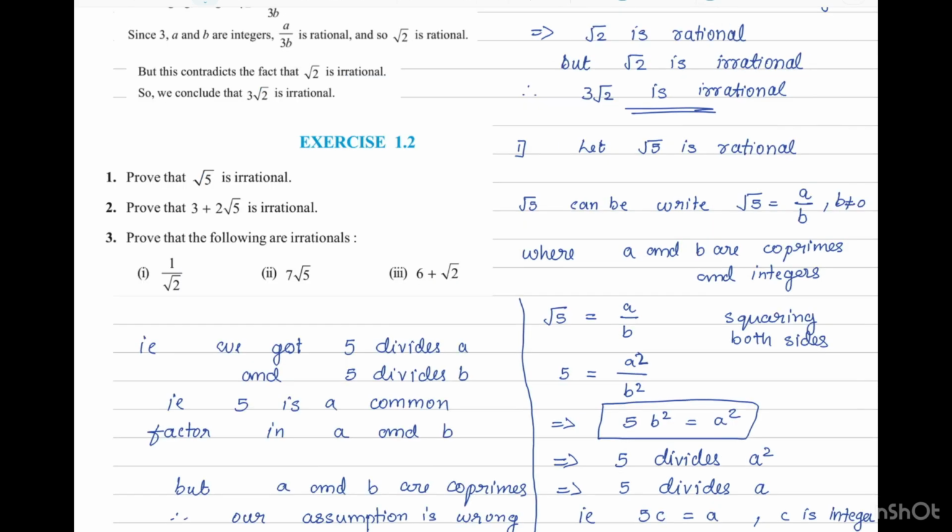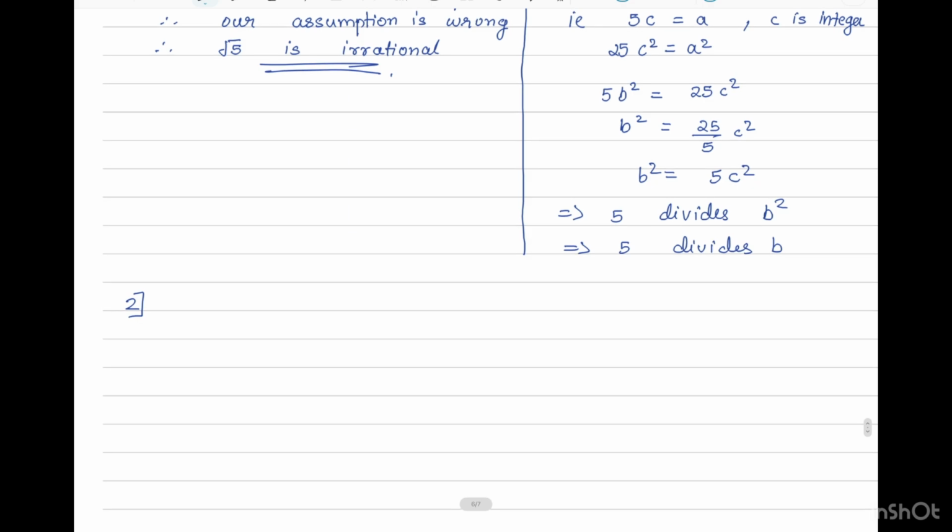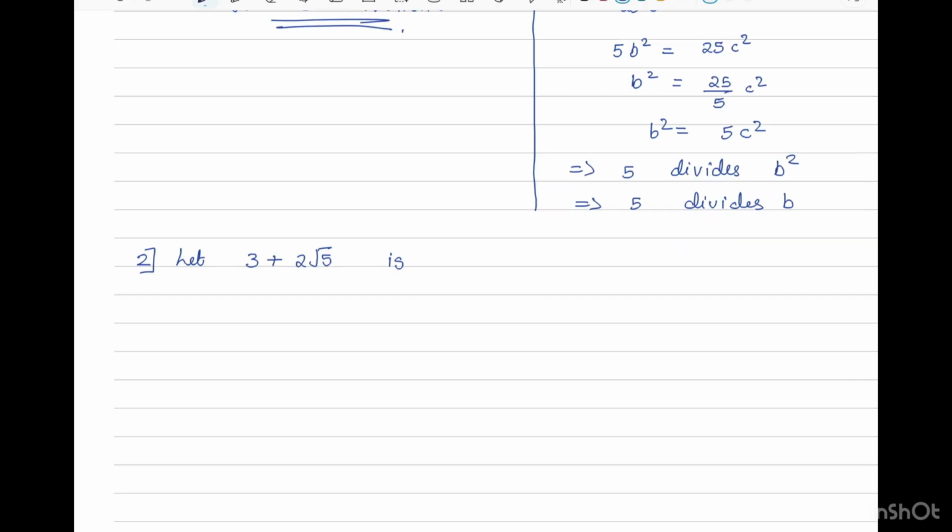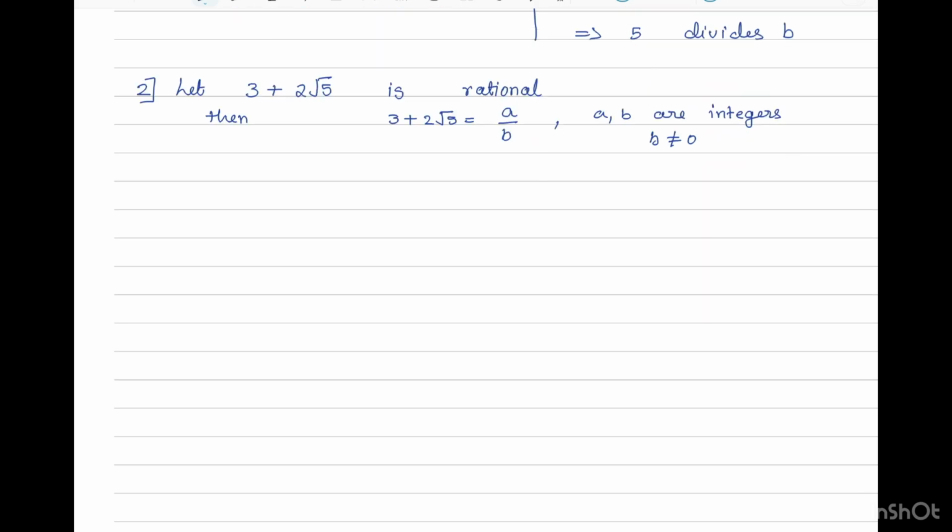Next question, prove that 3 plus 2 root 5 is irrational. For that, we assume the contrary. Let 3 plus 2 root 5 be rational. Then it can be written in the form a by b, where a and b are integers, b not equal to 0, and a and b are coprime. We get 2 into root 5 is equal to a by b minus 3.